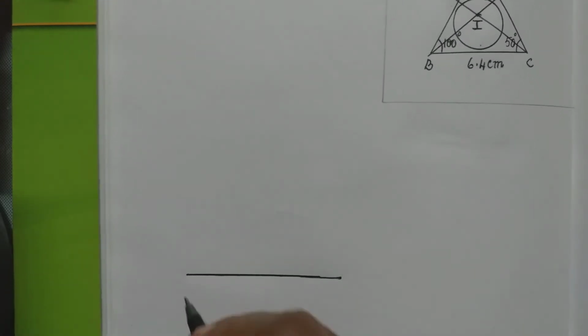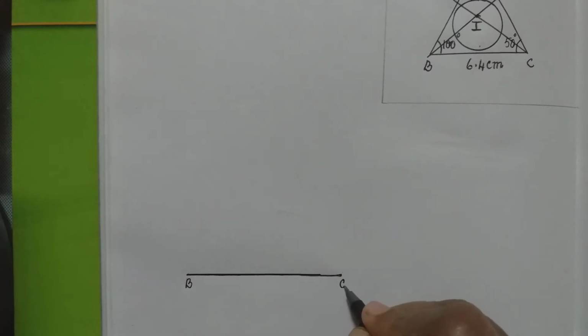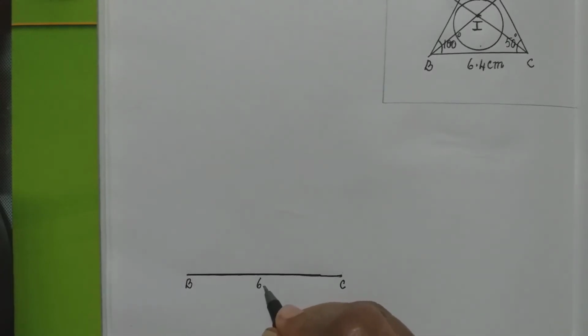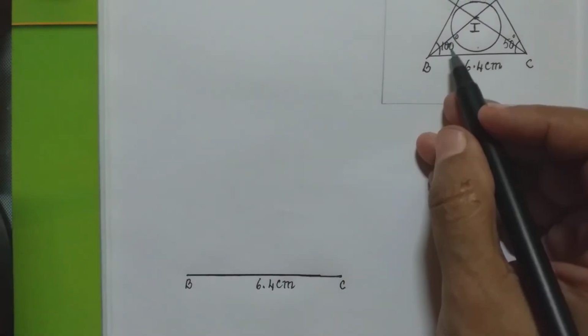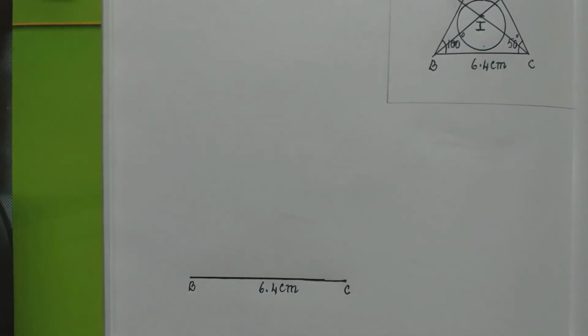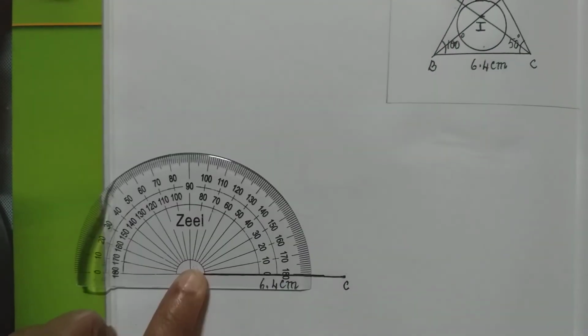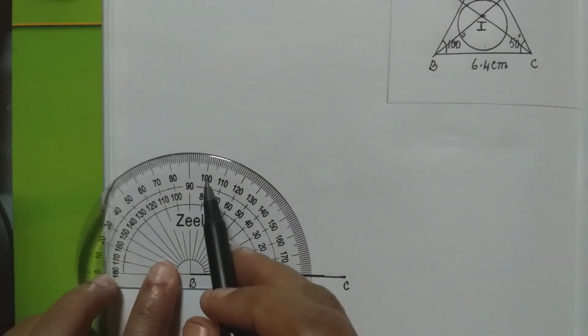This is BC, which is measuring 6.4 centimeter. Now at B, I have to keep the protractor and measure 100 degrees. I keep the protractor here at B and I have to measure 100 degrees.